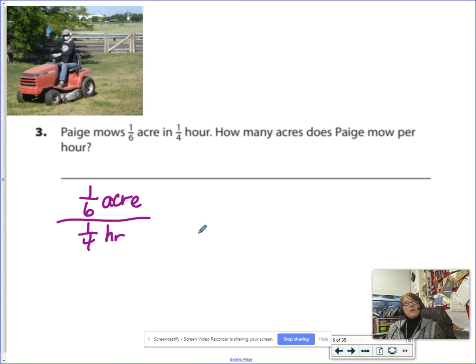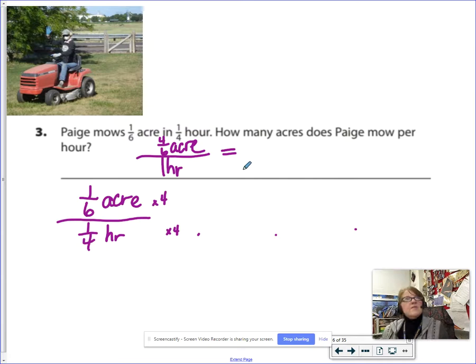So what is her unit rate? How many acres does she mow in 1 hour? Well, if this is 1/4 of an hour, you would kind of need to have 4 of them there, okay? 1, 2, 3, 4. That would give me a full hour. In other words, I'm thinking multiply by 4, all right? That means you have to do the same thing to the top, multiply by 4. So I would get 1 hour in the denominator, multiply 1/6 times 4 on the top, and I get 4/6 of an acre. Don't stop there. That's not in simplest form. This is 2/3 of an acre per 1 hour.